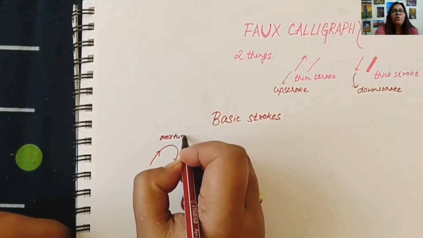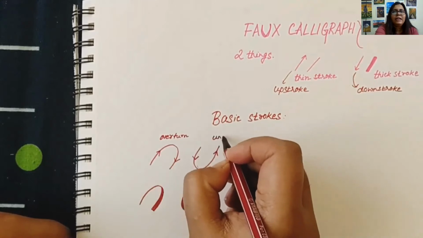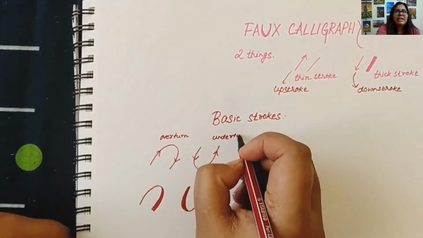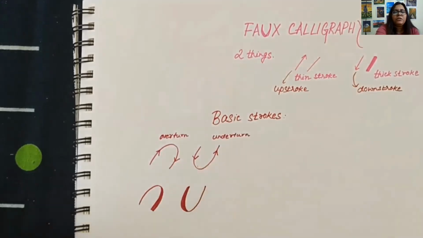So what are they known as? This is called an overturn and this is called an underturn. Okay, these are the basic shapes that we use in calligraphy. Everybody just get it done up to this step.